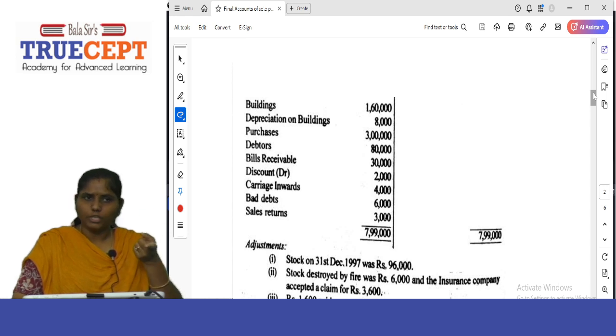Debtors, your asset. Then comes your bills receivable, asset. Discount, debit balance. So, discount is allowed. So, profit and loss account, debit side.